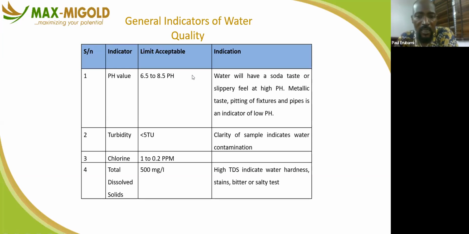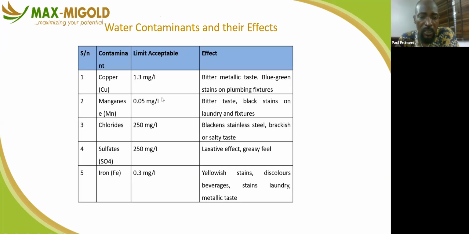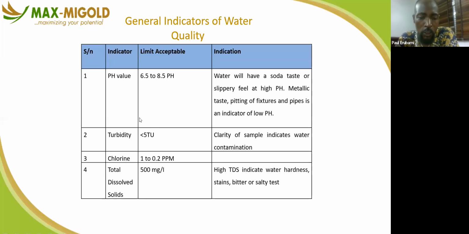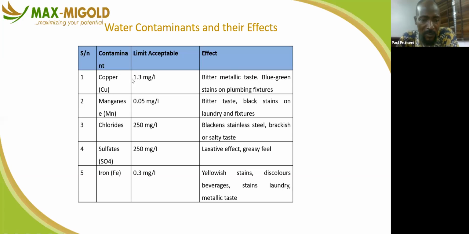Water indicators: what are the generally acceptable quality limits of water as per ISO and NAFDAC? NAFDAC said the acceptable limit for pH is 6.5 to 8.5. Turbidity, the acceptable limit is less than 5 NTU. Then chlorine, between 0.2 and 1 ppm. ppm means parts per million. Then total dissolved solids, the acceptable limit is 500 milligrams per liter. Then copper, 1.3 milligrams per liter. Then manganese, 0.05 milligrams per liter. Chloride is 250 milligrams per liter.